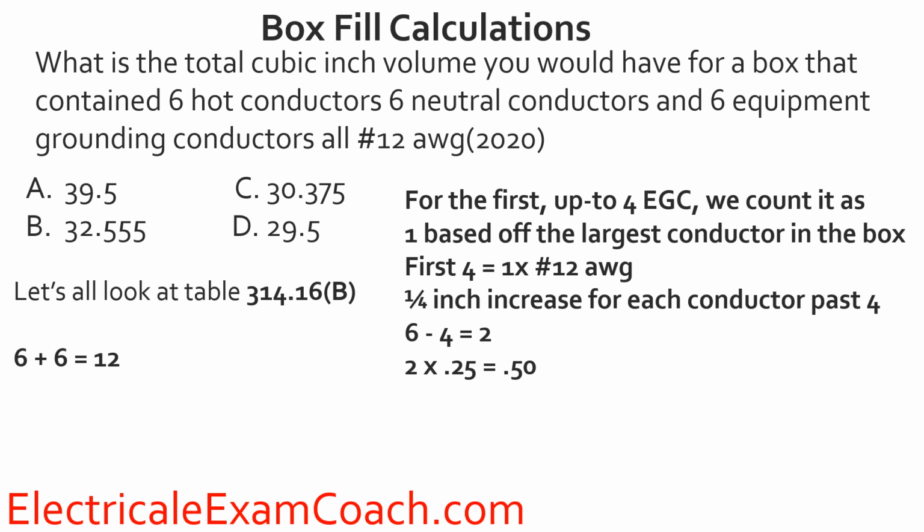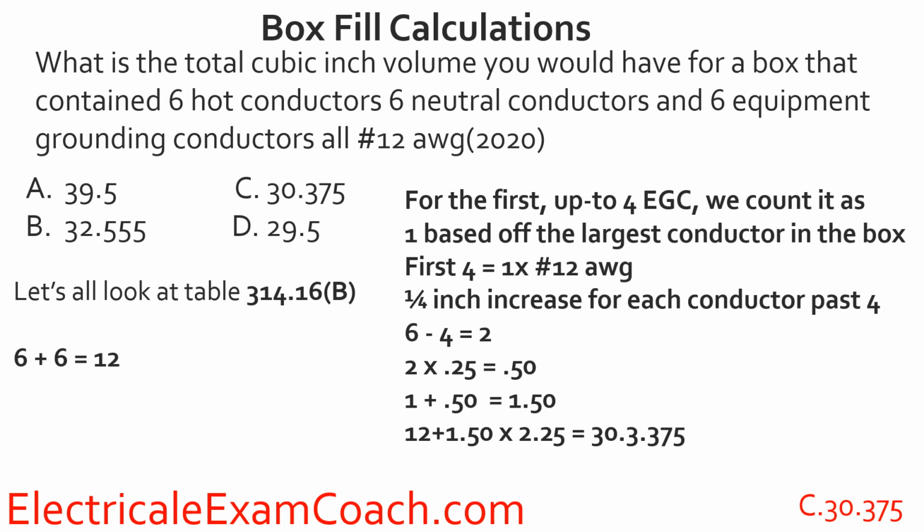For each one of those, it's going to be a 1/4 inch increase. Take 2 multiplied by 0.25, that equals 0.50. Then we have our 1 original, then we have 0.50 add-on, so that gives us 1.50 grounds. We need to take and add that back to the 12, so we take our 12 plus our 1.50, then we multiply that by the individual volume for a number 12, which is 2.25, and we end up with 30.375.